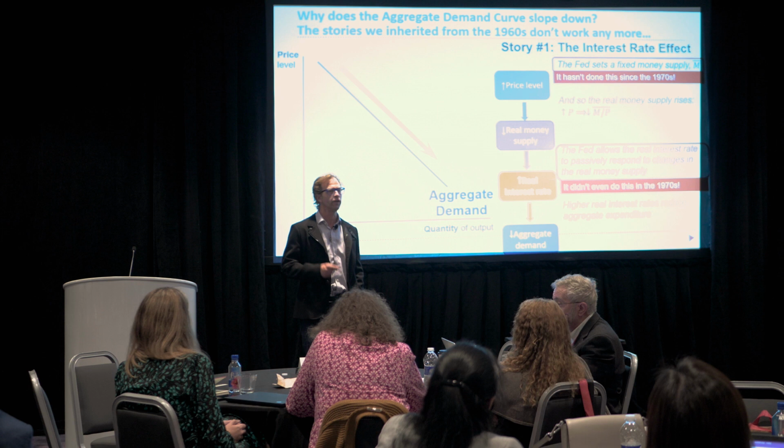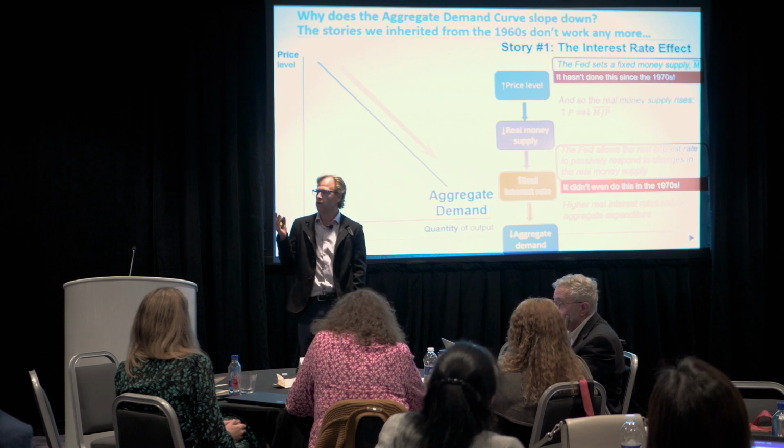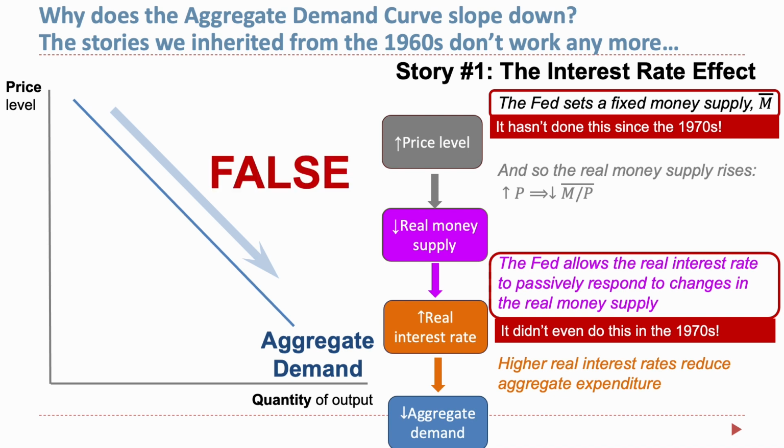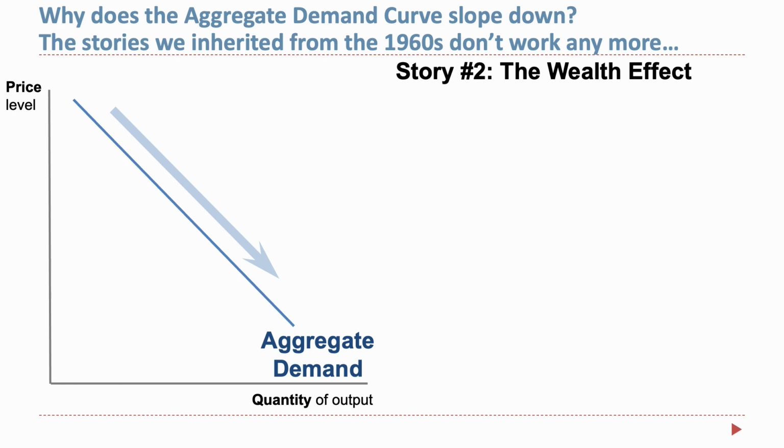And it didn't just say, well, if the price level moves around, what the heck, we don't care, the real money supply is allowed to change. So this was a story that in some sense was never true. We have a different story. This is story number two we inherited from the 60s, which is the wealth effect, sometimes called the Pigou effect.